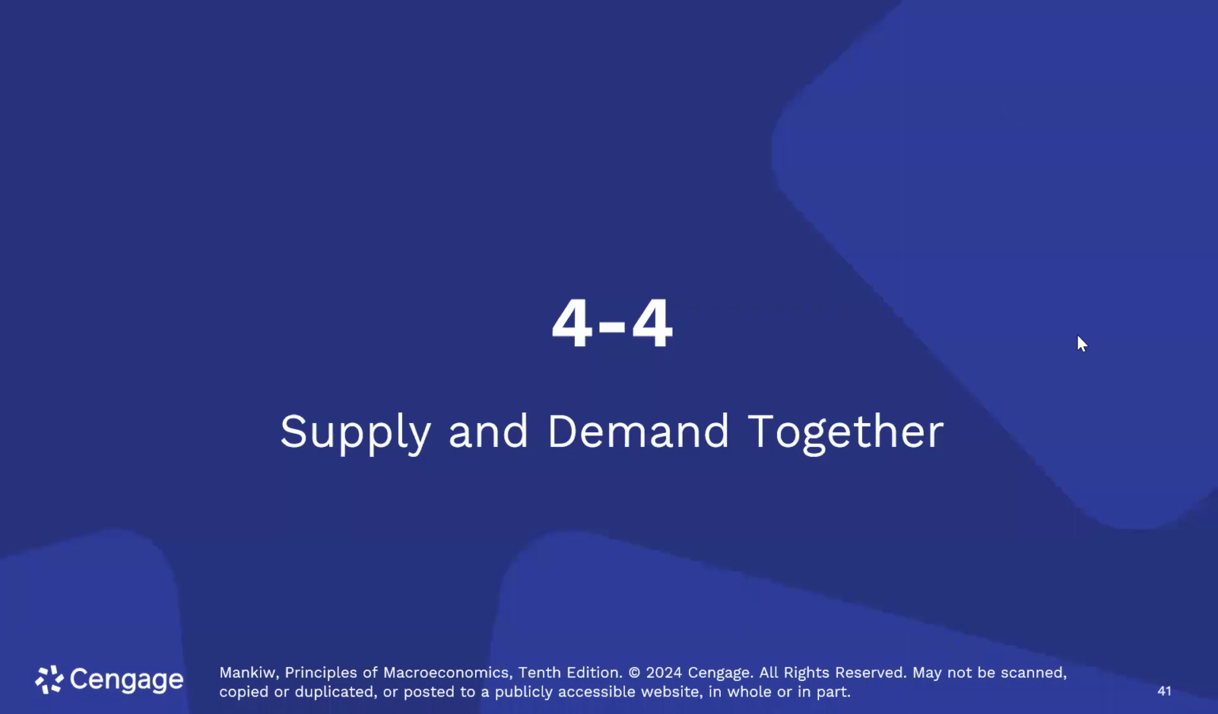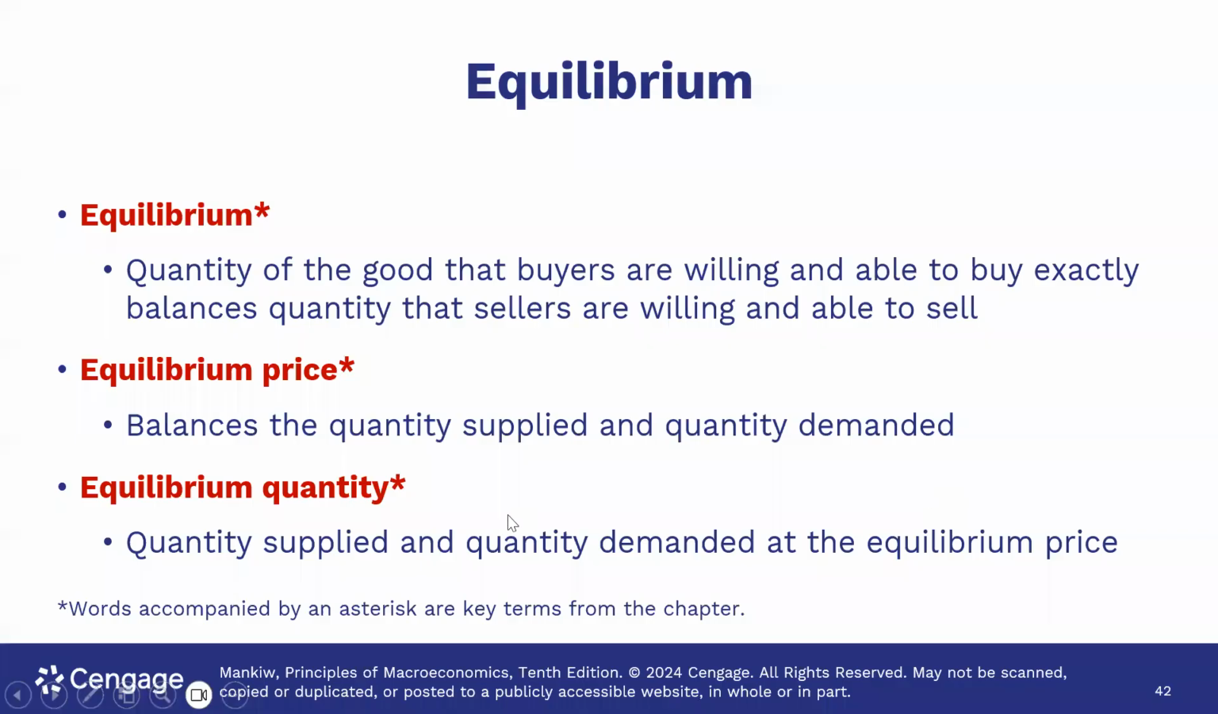Okay, now we come to the fourth part of chapter 4, supply and demand together. So now we will put everything together. When we look at supply and demand, you will find that buyer and seller have different behavior, right? So buyers have a downward demand curve and sellers have an upward supply curve.